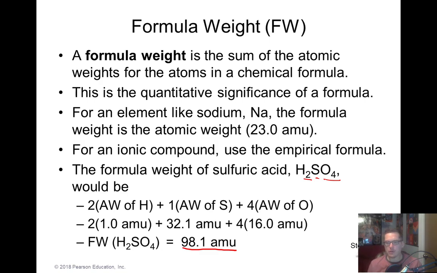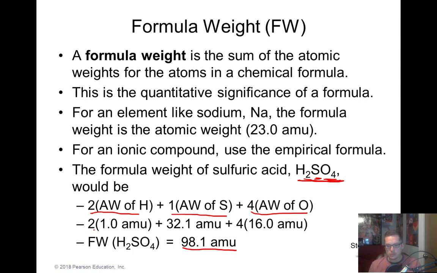All right, so formula weights. This is the sum of the atomic weights for the atoms in a chemical formula. So we just take a chemical formula and look at the periodic table, take all the weights and add them up. For sulfuric acid here, you've got H2SO4. So you take 2 times the atomic weight of hydrogen, plus 1 times the atomic weight of sulfur, plus 4 times the atomic weight of oxygen, and then you just add them up.